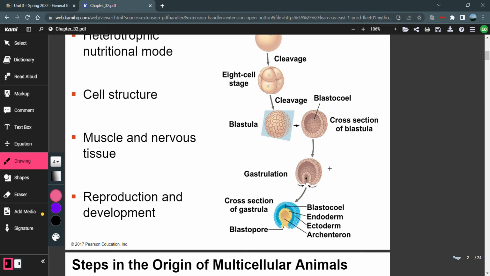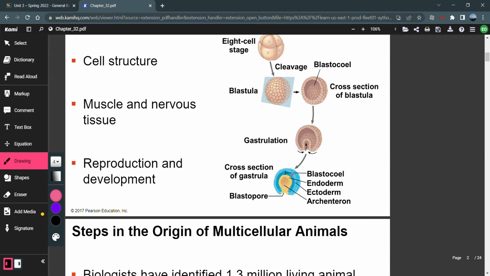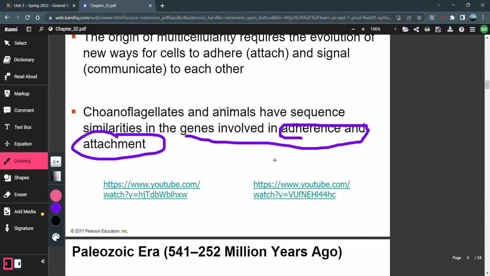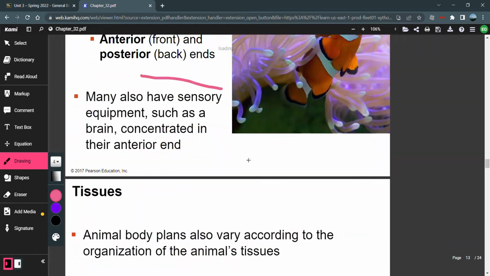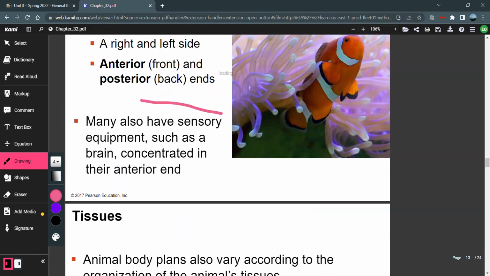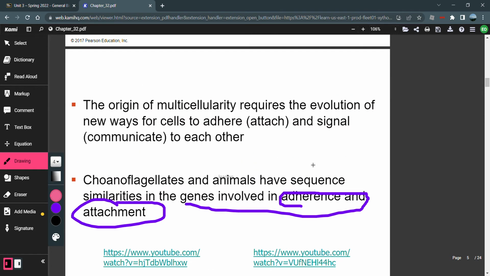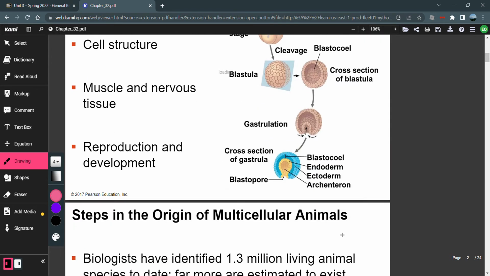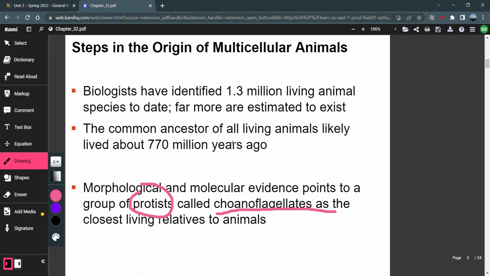And this is where the three germ layers arise. The three germ layers are ectoderm, endoderm, and mesoderm. But first, let's talk about the blastula a bit longer. The opening of the blastula is the blastopore. The ectoderm is the outer layer, and the endoderm is the inner layer, and the space is the blastocoel.